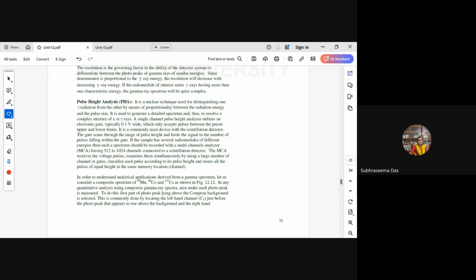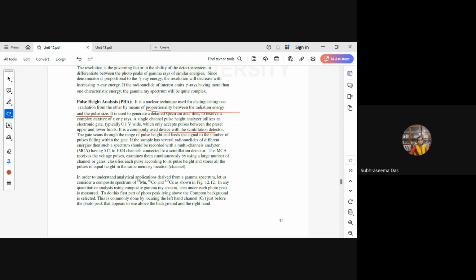Then comes pulse height analysis. Pulse height analysis is a nuclear technique used for distinguishing one gamma radiation from another by measuring the proportionality between the radiation energy and the pulse size. It is used to generate a detailed spectrum. The single channel pulse height analyzer utilizes an electronic gate, and it finds the difference between the upper and lower limit.